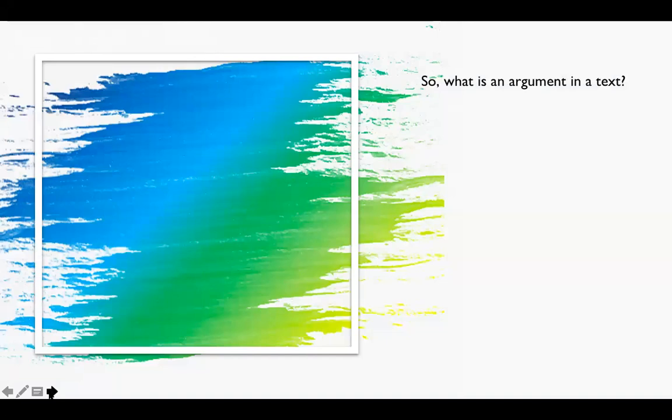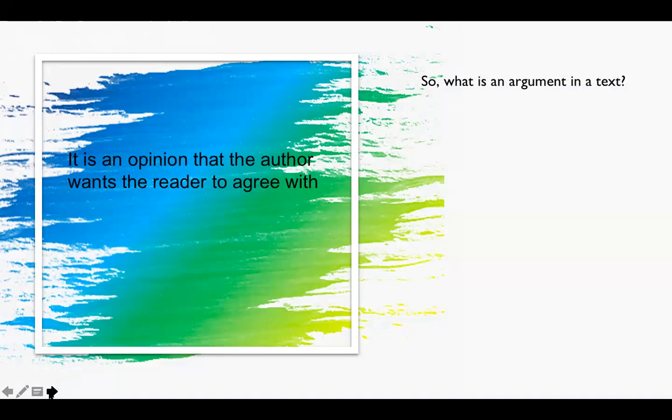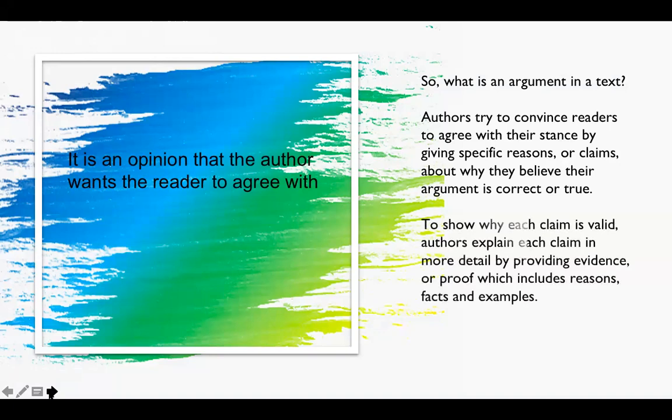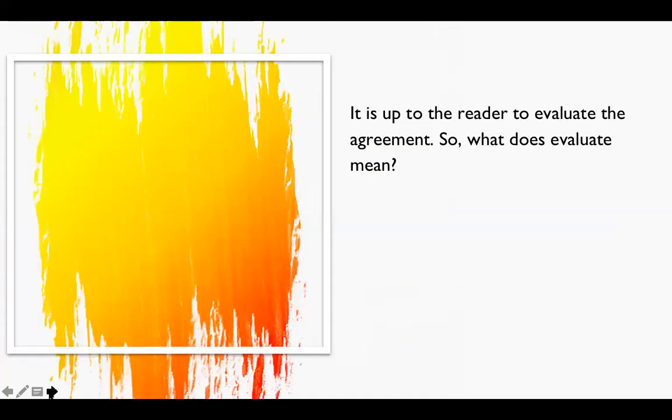So what is an argument in a text? It's an opinion that the author wants the reader to agree with. Authors try to convince readers to agree with their stance by giving specific reasons or claims about why they believe their argument is correct or true. To show why each claim is valid, authors explain each claim in more detail by providing evidence or proof, which includes reasons, facts, and examples. It's up to the reader to evaluate the argument.